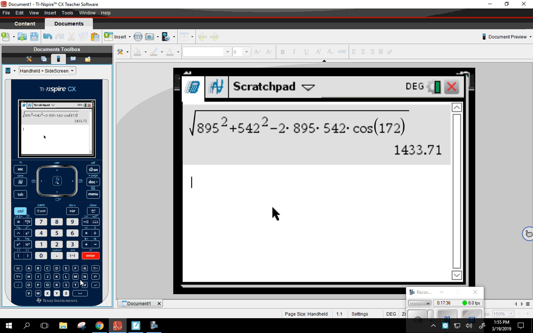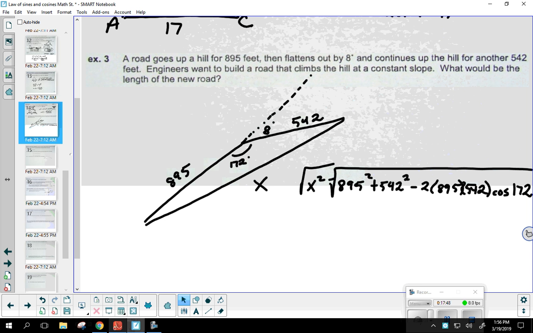1,433.7. Feet. There we go. All right. So 1433.7. You can even make the argument for 1434. Okay. I'll go ahead and put the 0.7. 1433.7.